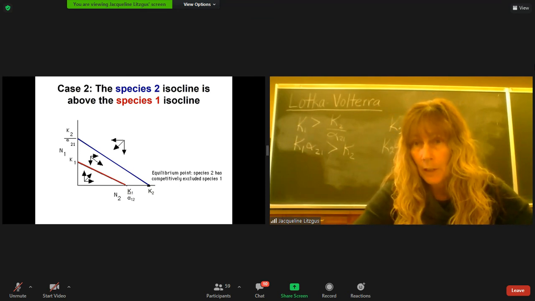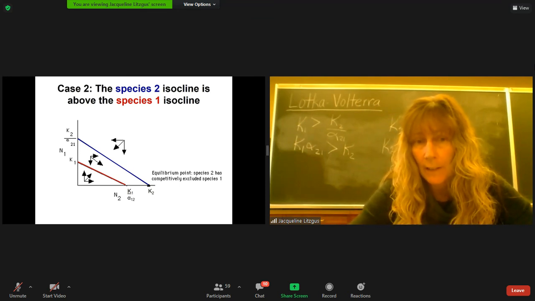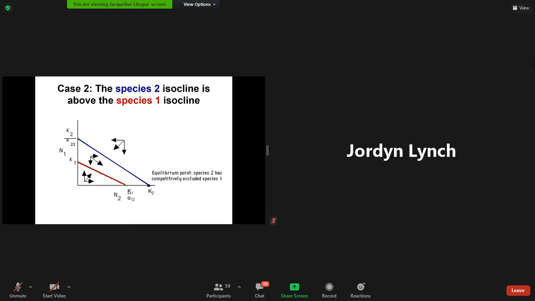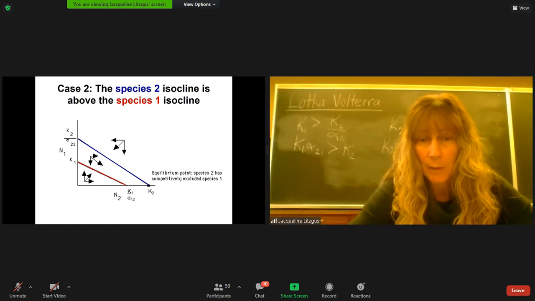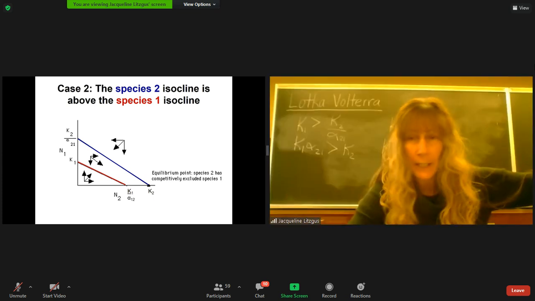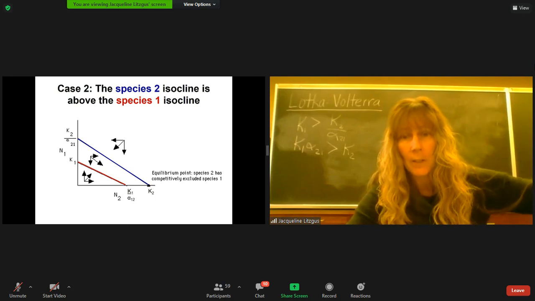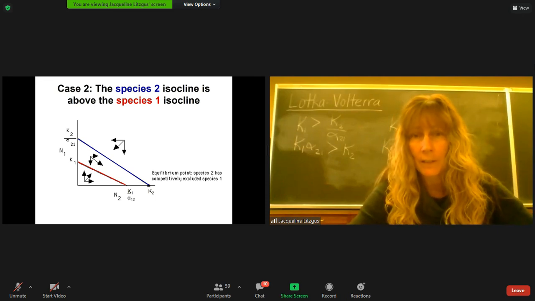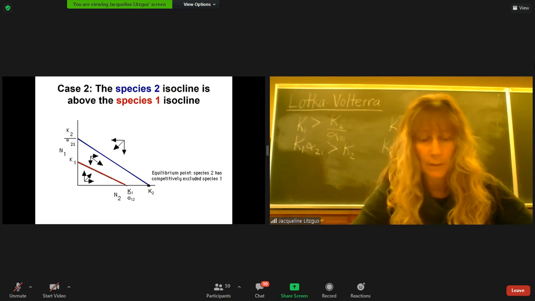Which of the two species here is more regulated by itself, by intraspecific competition? Species two. Yes, and which species is more regulated by interspecific competition? Species one. Species one is getting its butt kicked by species two, and species two is operating basically without even paying attention to species one. Species two is just working on individuals of its own species to compete with.